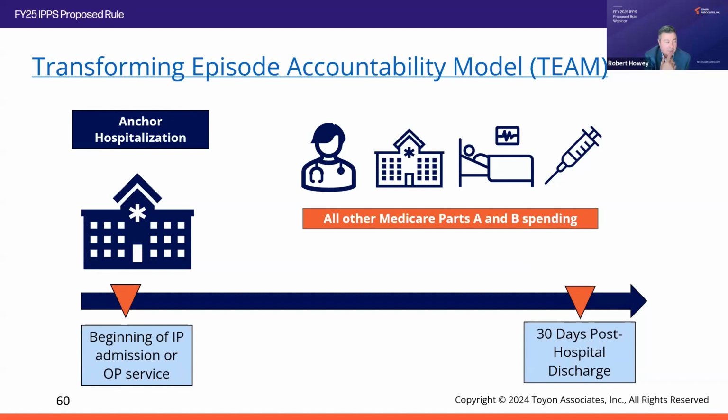So, for example, if we just pick one DRG, the Medicare spend, we're talking from the anchor hospitalization through the 30 days post-hospital discharge. Within that window, the inpatient stay could last a few days, maybe a week or 10 days. It all depends on that stay. Then to 30 days post-hospital discharge.